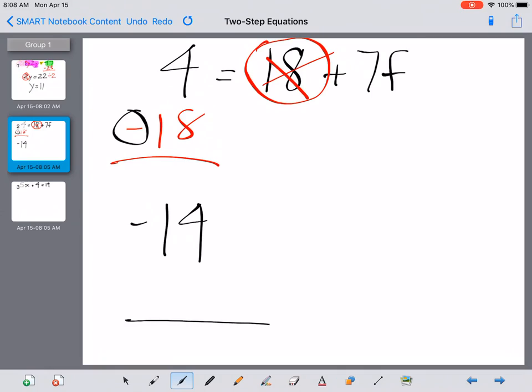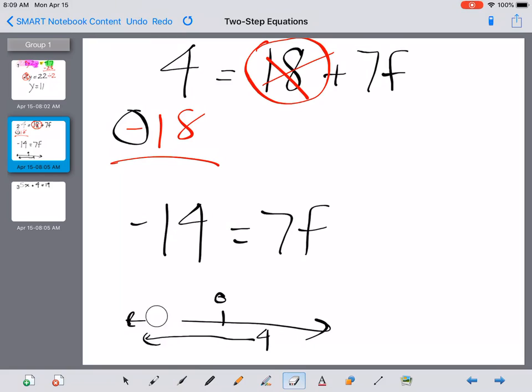The reason for this, if you think about it, think of a number line. We start out with positive 4, but we're taking away 18, so we're going to end up all the way on the other side of 0. So again, 18 minus 4 is 14. It stays negative. All right, so we're left with 7f equals negative 14.